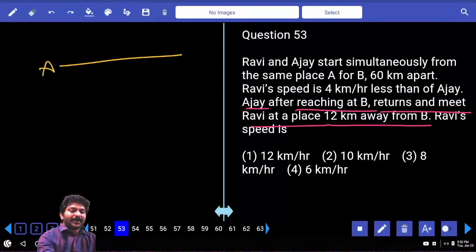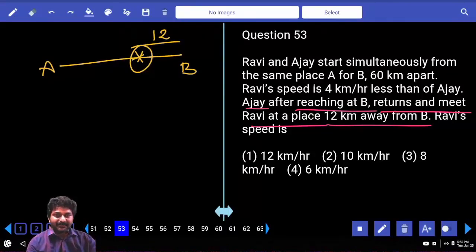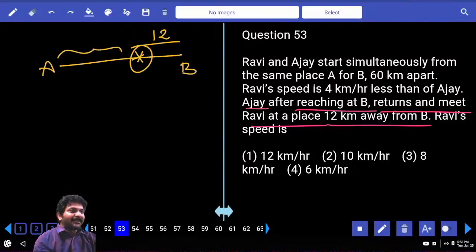So A to B is 60. Ajay reached B, that means he covered 60 kilometers, and then from B 12 kilometers away, Ravi and Ajay both met each other. We were asked to calculate Ravi's speed. Okay, right. So what is the distance covered by Ajay? 60 kilometers and then 12, that is total 72. This distance is covered by Ajay only.